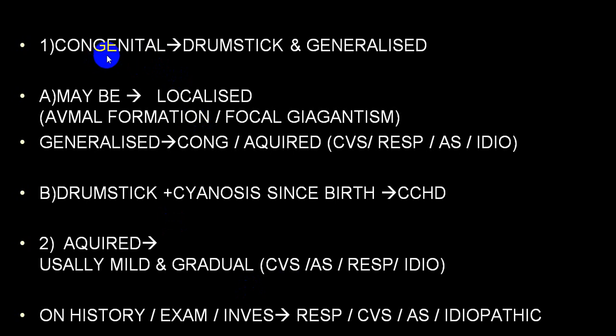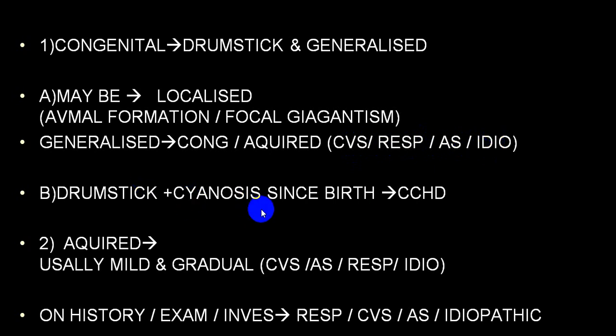Yes, by history we can always rule out congenital and acquired. Congenital clubbing is always drumstick clubbing, and it is generalized. If it is right from birth and involves only one toe, one finger, or one thumb, it is very commonly because of AV malformation or focal gigantism. If it is acquired and generalized, then among acquired causes it will most commonly be cardiovascular, respiratory, or alimentary. And if none of these three holds true, then it is idiopathic.